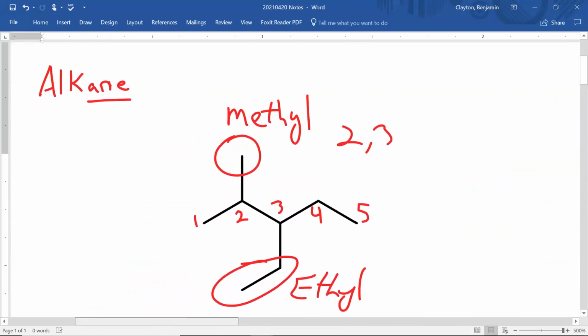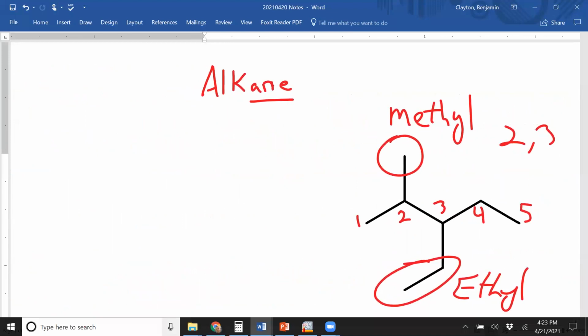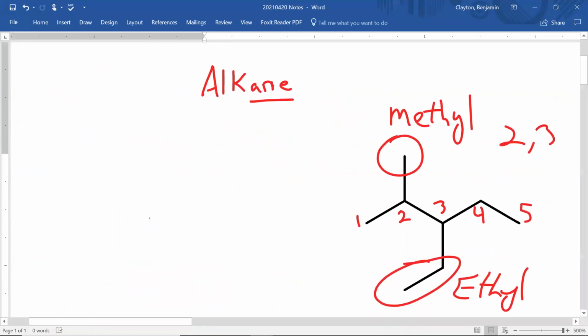Okay, let's go back over here then. This must be the right numbering system, because we have the longest continuous chain. We also have the lowest number to the groups, and we have the most number of groups. Notice that I did name, forgot to mention this, a group as ending in YL over here. So those are the groups.